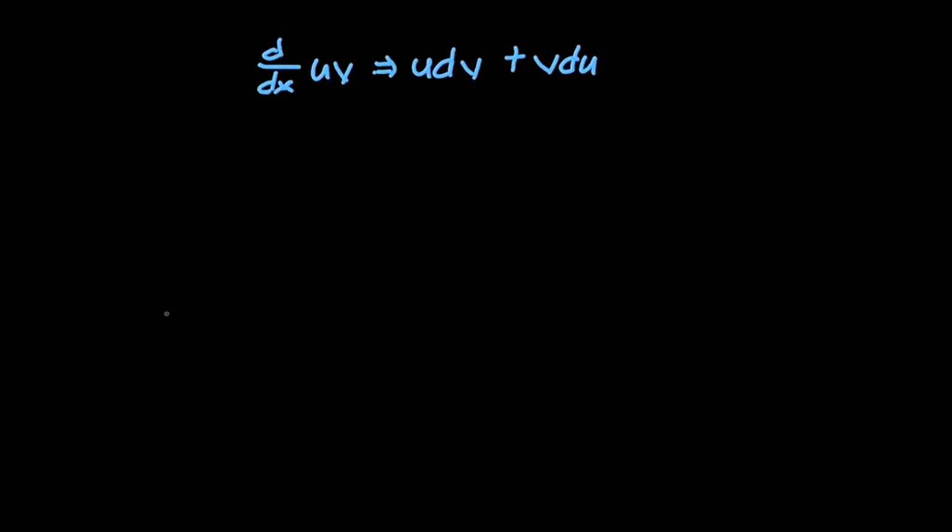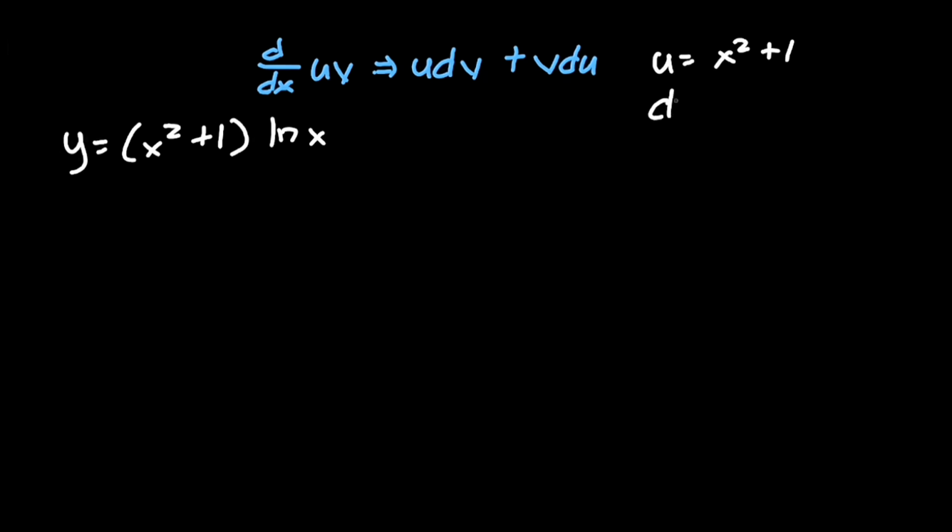Let's try some more challenging examples. Starting with y equals x squared plus 1 multiplied by ln of x. U here would be x squared plus 1. Derivative of this would be 2x. V would be ln of x. Derivative of ln of x would be 1 over x.